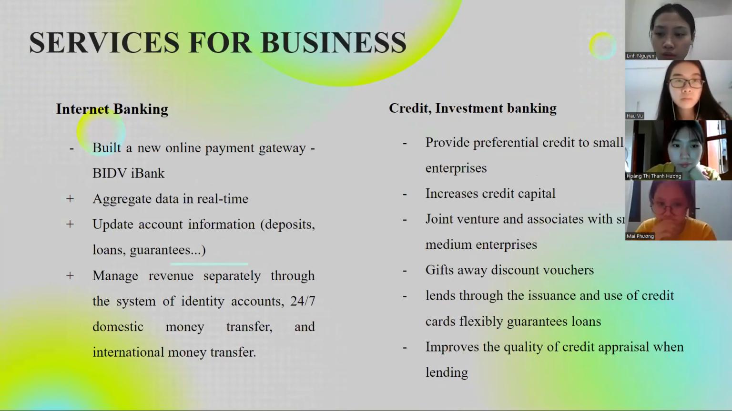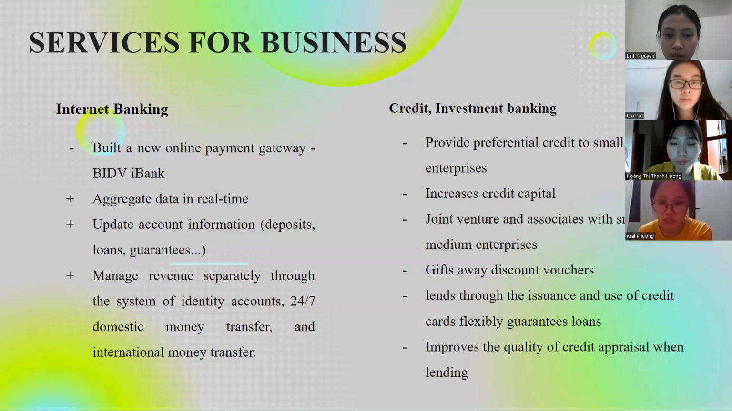Okay. I will present the services for businesses. For internet banking, BIDV has built a new online payment gateway connecting the accounting system of institutional customers with the BIDV iBank and electronic banking system. Through BIDV iBank, customers can aggregate data in real time and update account information, deposits, loans, guarantees.